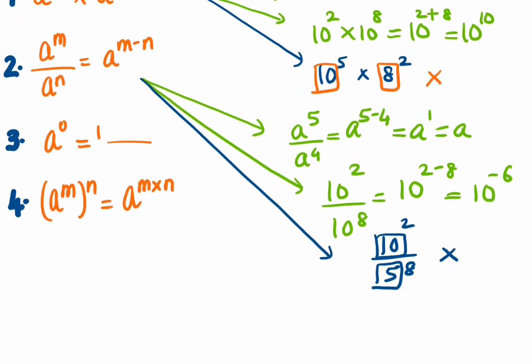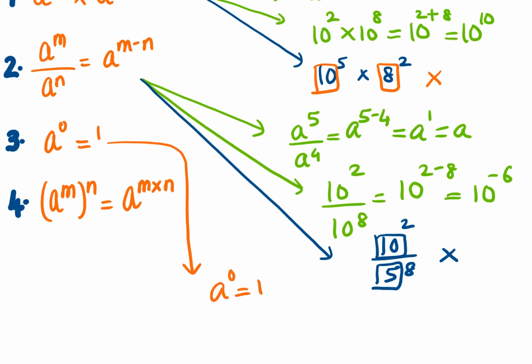Taking the example of a raised to 0. A raised to 0 equals 1 means that you can take 5 raised to 0, it will mean 1. You can take 100 raised to 0, it will mean 1. You can make b raised to 0, it is 1. Meaning you take anything raised to 0 is going to give you a 1.